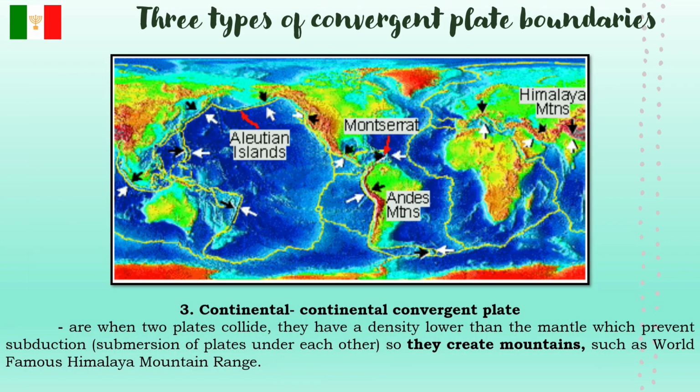The third type of convergent plate boundaries is continental to continental. So when two plates collide, they have a density lower than the mantle, which prevents subduction or the submersion of plates under each other. So they create mountains, such as the world-famous Himalaya mountain range. This is the tallest mountains in the world and continue to grow as a result of continental collision.